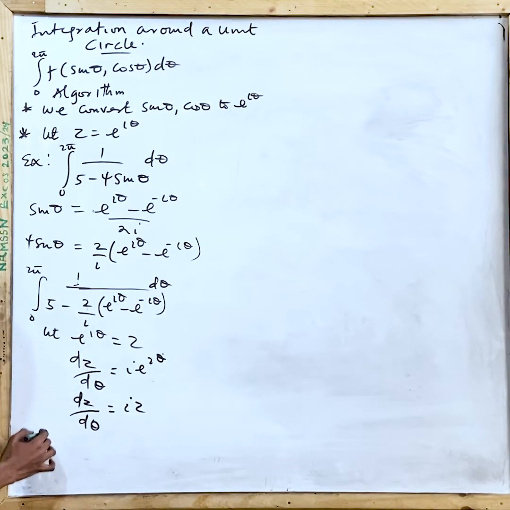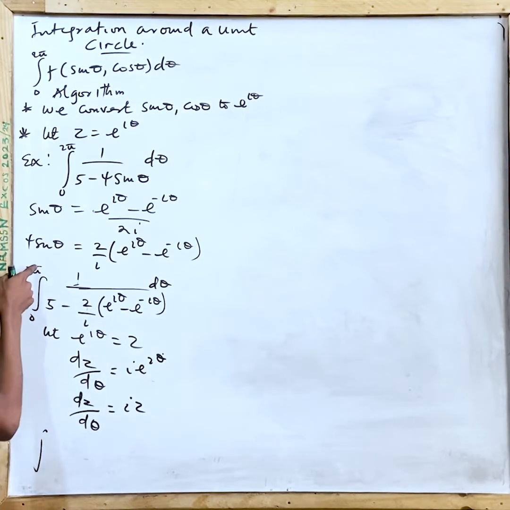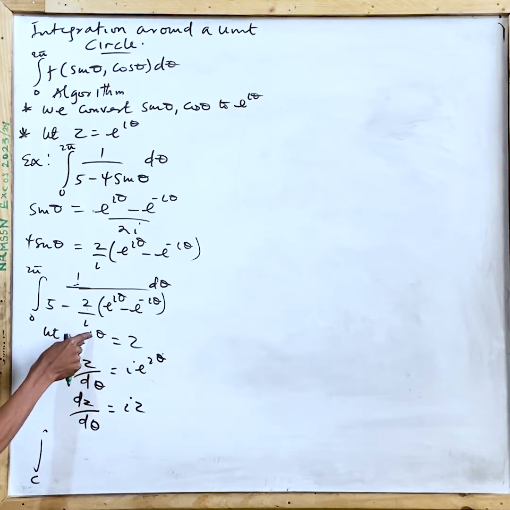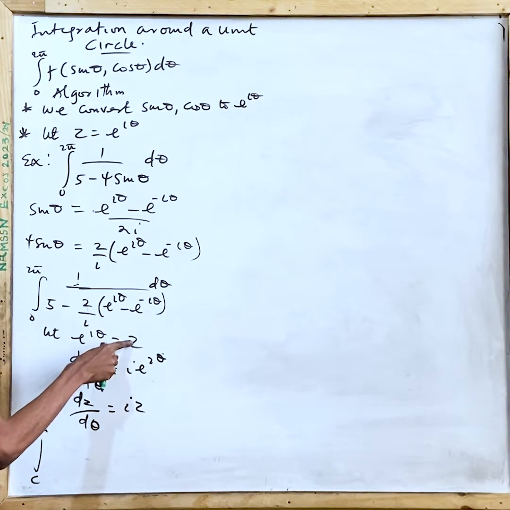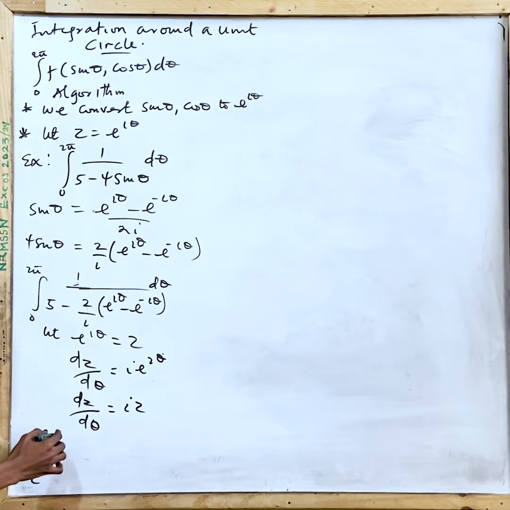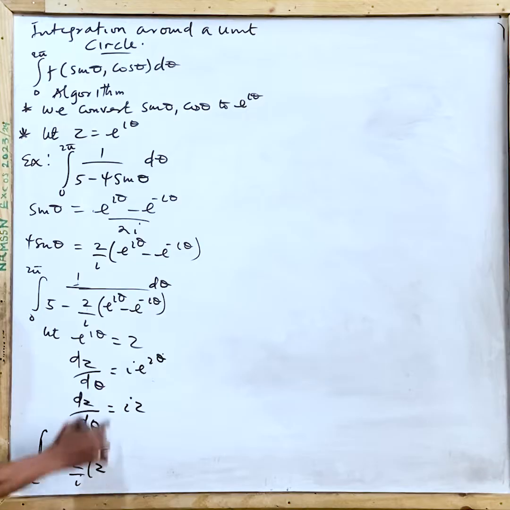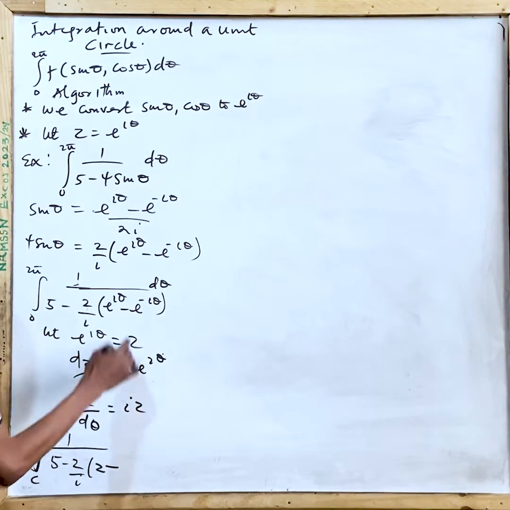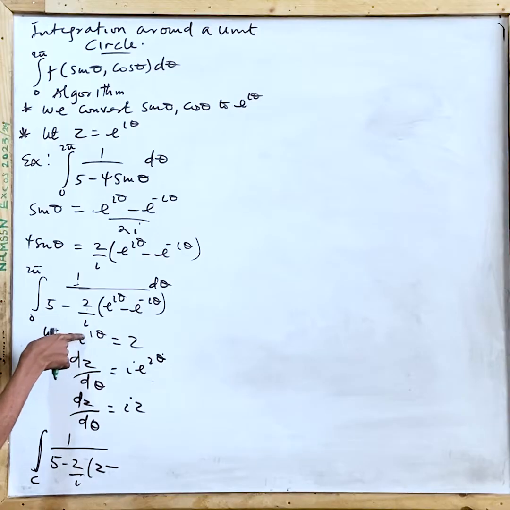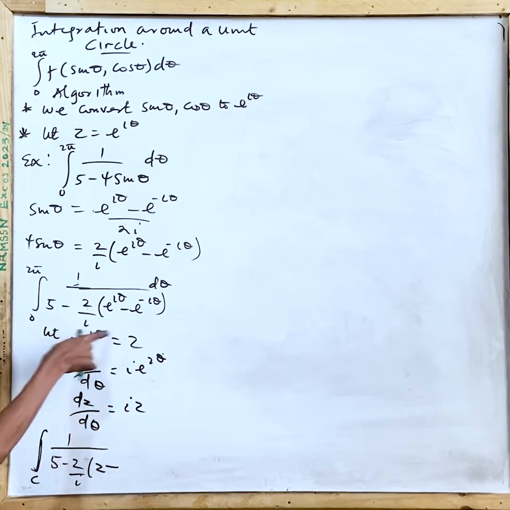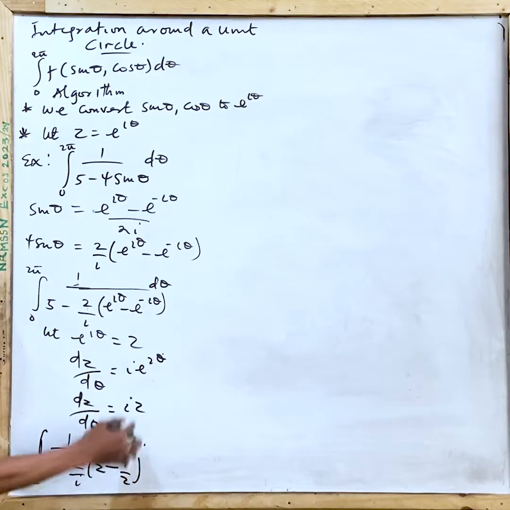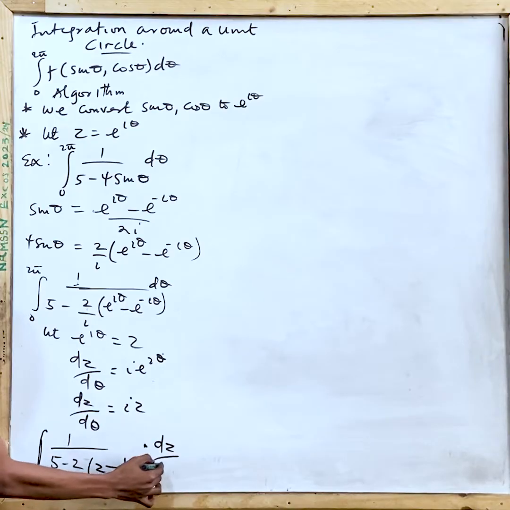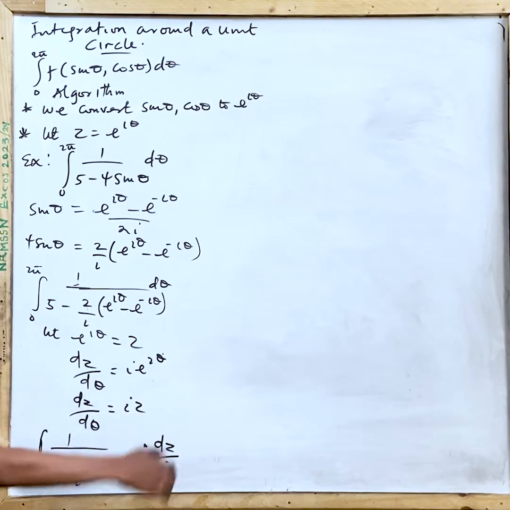So we are now having the integral. The integral will not be from 0 to 2 pi again. It will now be around C, a closed curve, because we've transformed from the real to the complex plane. So it will now be the integral around the closed curve of 1 over 5 minus 2 over i into the bracket z, because exponential i theta is z, minus exponential minus i theta. So if exponential i theta is z, exponential minus i theta will be 1 over z. The d theta, if I cross multiply and divide both sides by iz, will be dz over iz.